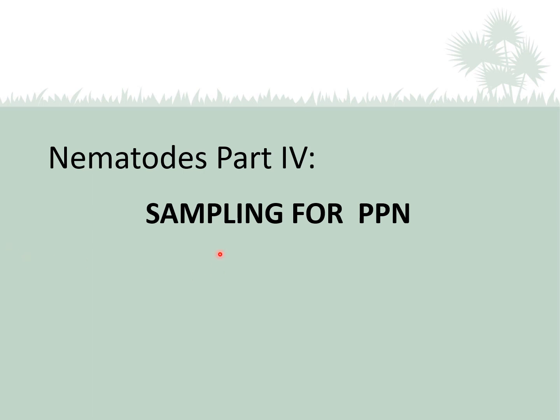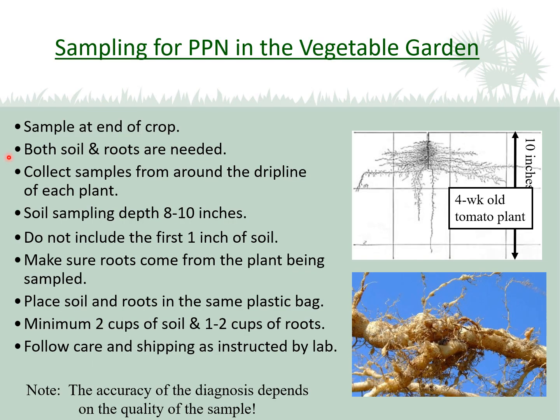So now part 4, how do we sample for plant pathogenic nematodes? In the vegetable garden, you sample at the end of the crop. Both soil and roots are needed. You collect samples from around the drip line of each plant, sample down to a depth of 8 to 10 inches, but discard the first inch of soil. So it sounds like a core would be the best way to do it. Make sure roots come from the plant being sampled. Place soil and roots in the same plastic bag. Need a minimum of 2 cups of soil and 1 to 2 cups of roots.